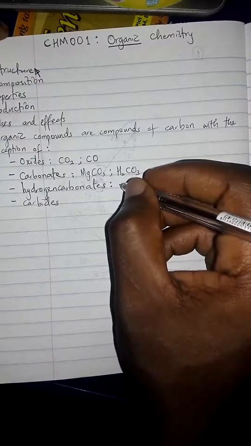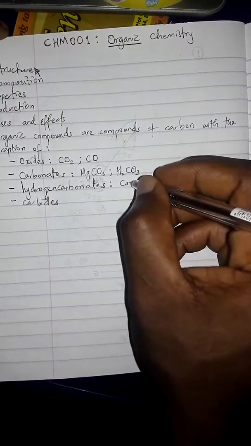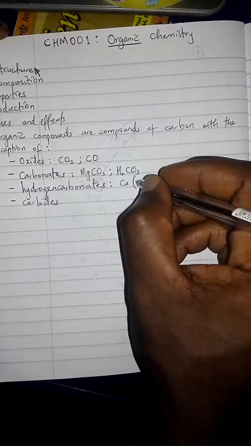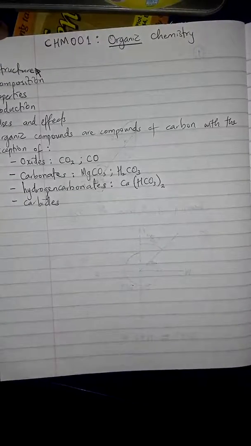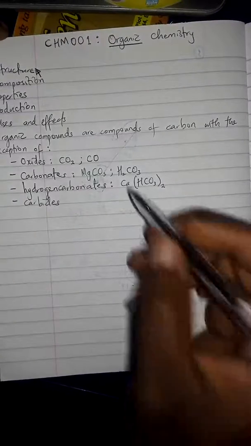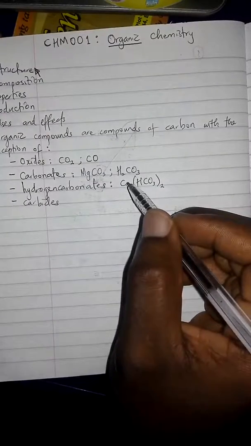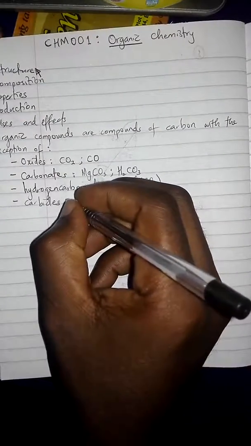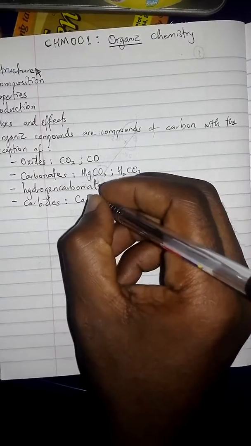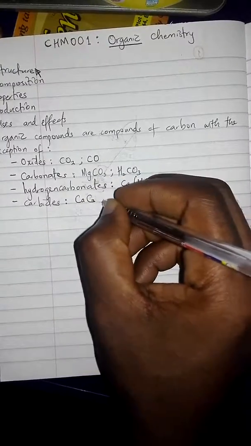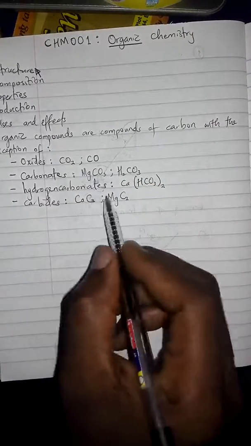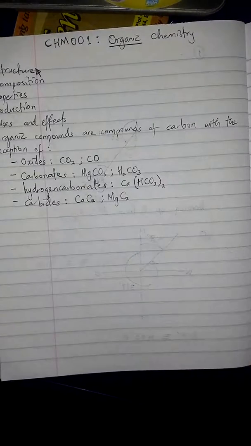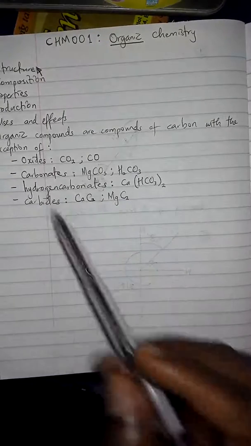For instance, you can have calcium hydrogen carbonate. That is the IUPAC nomenclature, don't mind the way I'm pronouncing them. So this is carbides. You can have what we call calcium carbide. You can have magnesium carbide. Whenever you see substances like this, they are what we call carbides. When you see compounds like this, they are not organic compounds.